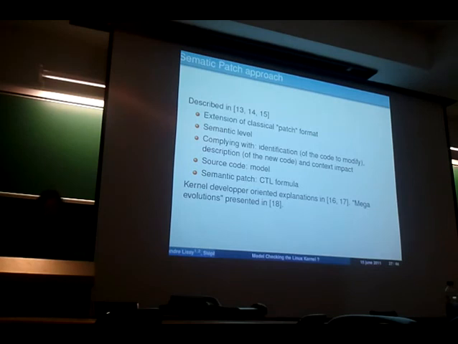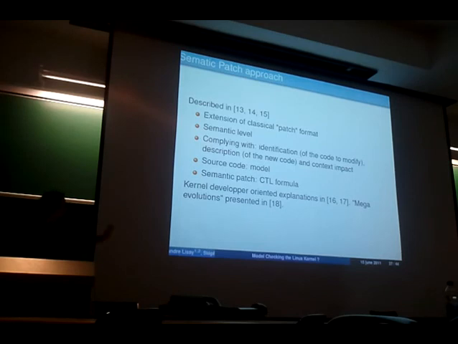They have to comply with the identification of the zone of the code to modify, the description of the new code, and the impact to the text. So, in fact, you can see that the source code that is being analyzed becomes a model. And they explain that the way semantic patch is implemented in the tool is just a plain CTL formula, and CTL is just a model checking technique. So in fact, Coccinelle might be seen as a model checking technique.